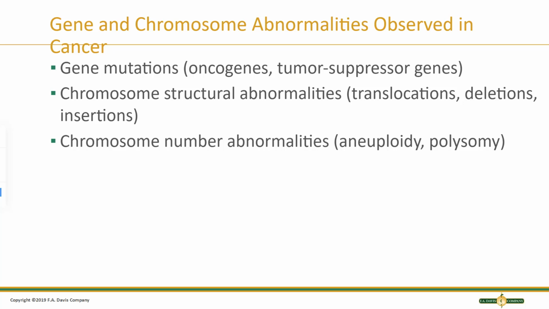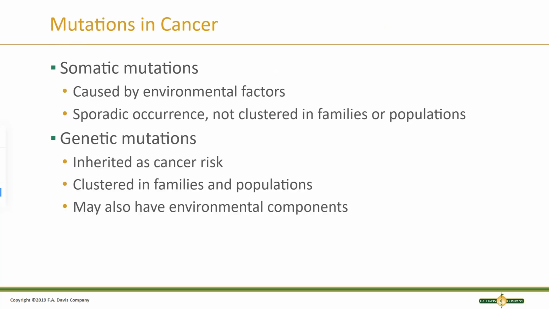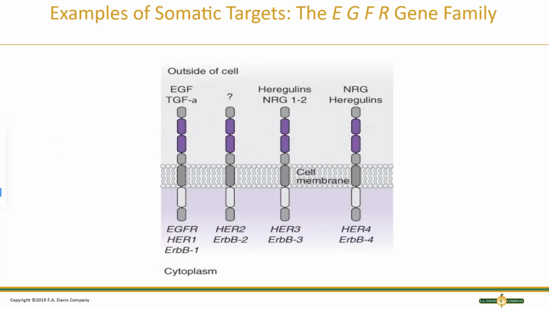Gene mutations, oncogenes, tumor suppressor genes, chromosome structural abnormalities like translocations, deletions, or insertions, and chromosome number abnormalities, aneuploidy or polysomy. Somatic mutations are caused by environmental factors, sporadic occurrence, not clustered in families or populations. Someone smokes, it leads to the development of sporadic mutations in lung tissue. Genetic mutations are inherited as a cancer risk. They are clustered in families and particular populations and may also have an environmental component. Examples of somatic targets: the EGFR gene family.